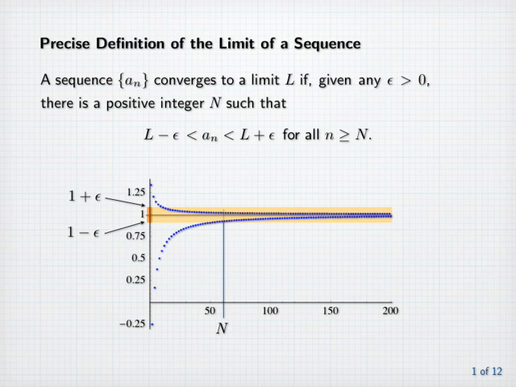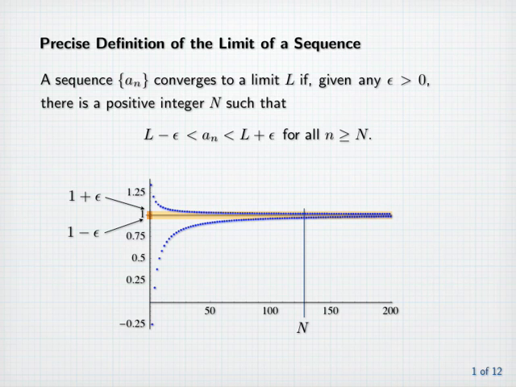Now, if epsilon were smaller, we would simply have a narrower band centered on the line y equals 1, and the points on the graph eventually enter and remain inside of that band, this time when little n is greater than or equal to capital N equal to roughly 130. The point is that no matter how small epsilon is, that is, no matter how narrow this band is, we can always find such a capital N.